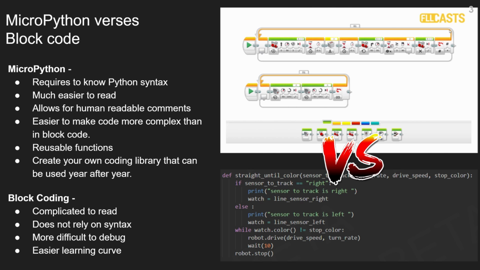Previously, we used block code with the EV3. The EV3 came with a block code editor application. So why do we choose MicroPython instead of block code? Well, for starters, MicroPython, like Pybricks, is much easier to read. Since it is text-based, the code can be more complex and allows for people to communicate their code. This helps users in the future to better understand what is happening.